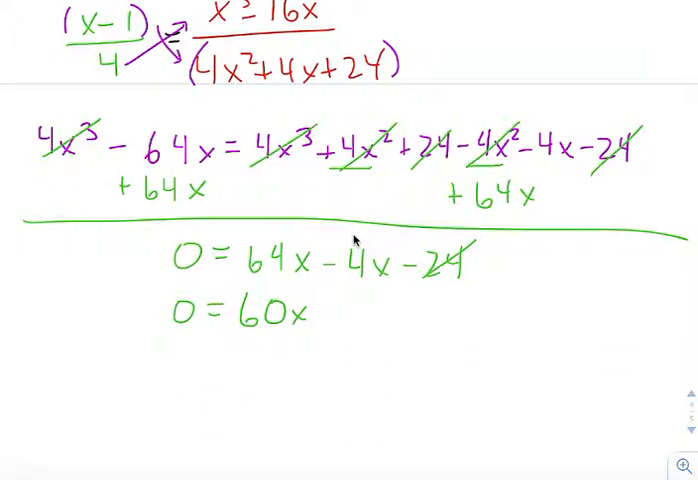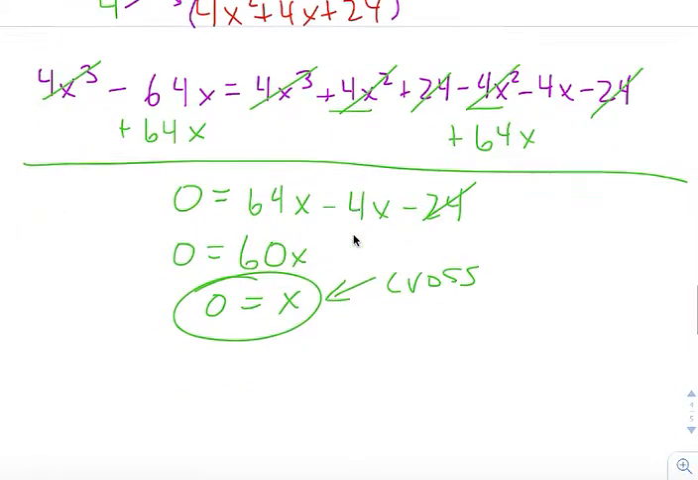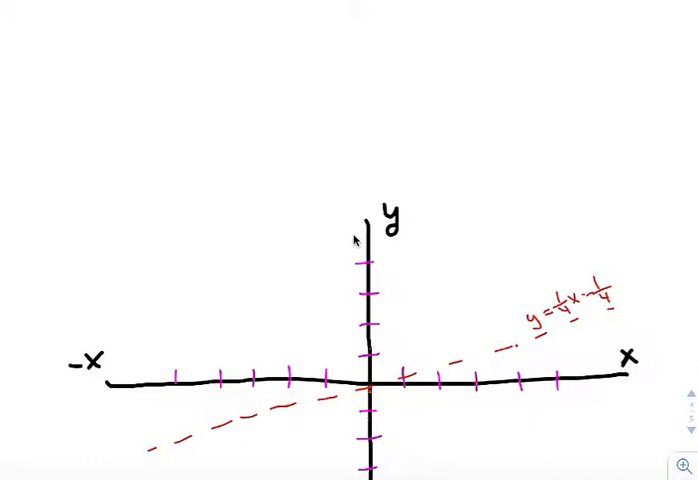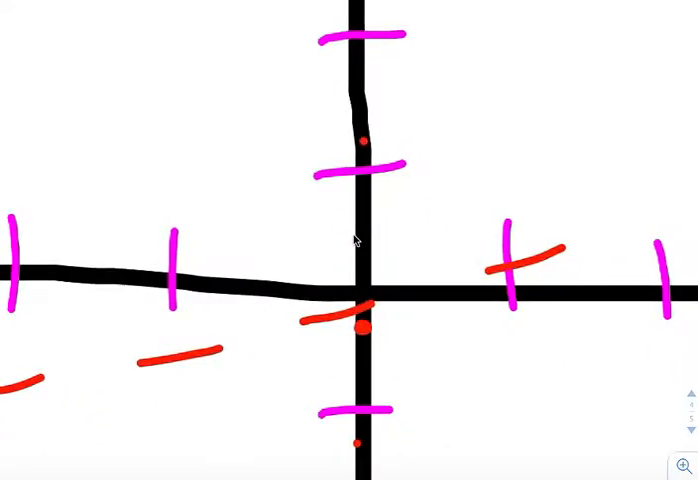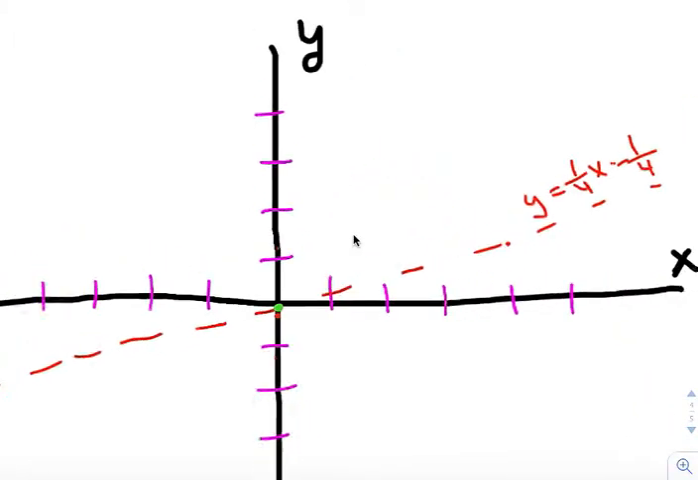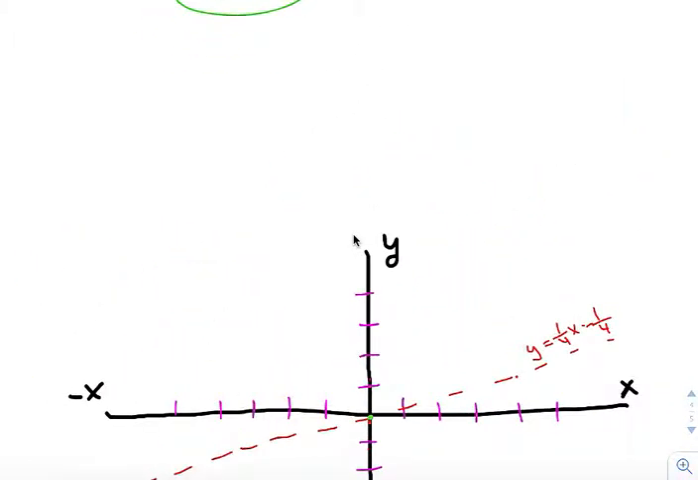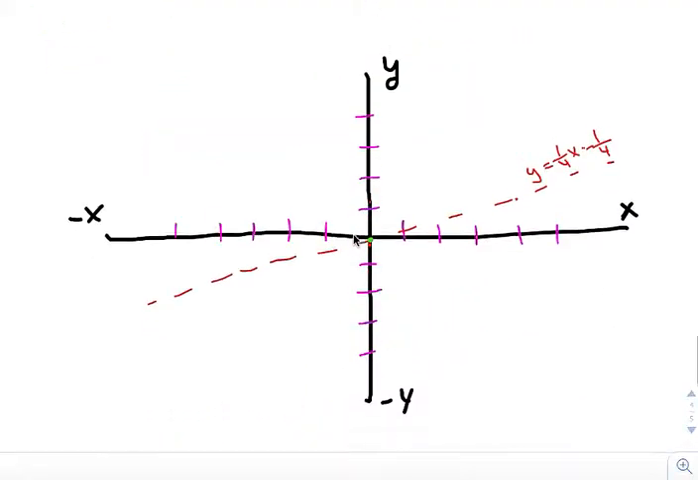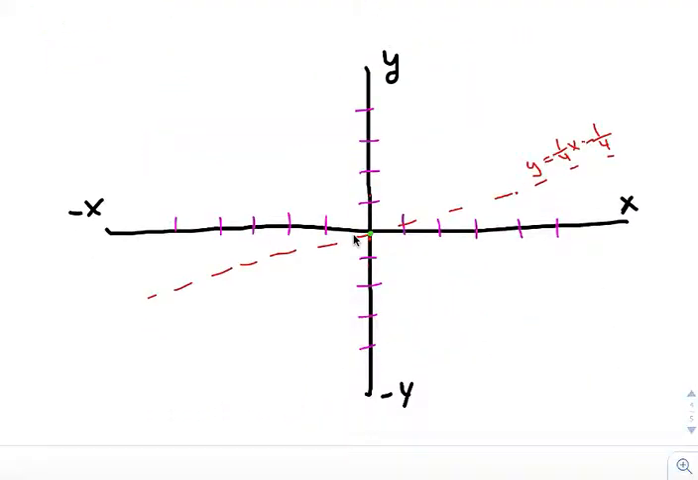Well, we can divide both sides by 60, and we'll determine that this can actually cross at x equals 0. Okay? So it doesn't cross anywhere else, but it does cross at x equals 0, which means our line will actually cross right here. Just below the origin. And so we have no vertical asymptote with this problem, but we do have a slant asymptote.